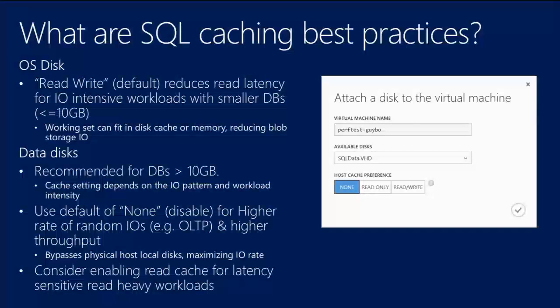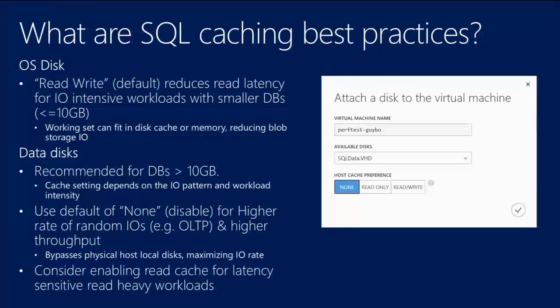All right, I talked about caching and why there is caching, what the caching looks like under the hood. Let's talk about then what are the best practices for caching. So for the OS disk, the default is read-write, which is good. It reduces the read latency for I/O-intensive workloads, particularly for smaller databases, less than 10 GB in size. And that's to do with the size of the cache, the typical size of the cache for this 127 gigabyte OS drive. So if the working set can basically fit into the disk cache or memory, then you can reduce I/O, and you can just leave it as the default for the OS. And that's why it is nuanced depending on the size of your data and the type of workload.